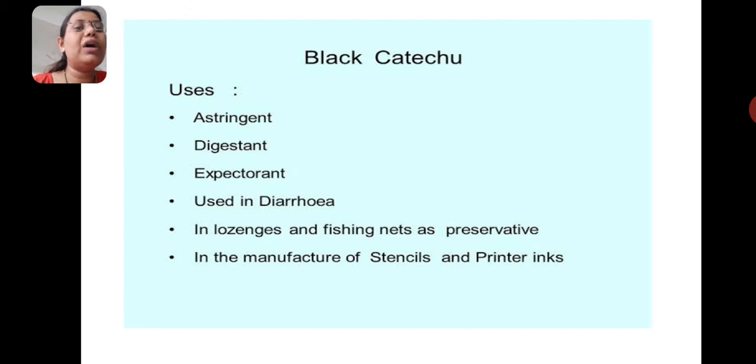forms an external covering on the fishing nets. Because of this external covering, when fishing nets come in contact with water, the deterioration or degradation of this cloth or net is avoided because of our black catechu covering. So they are used as preservatives for fishing nets.